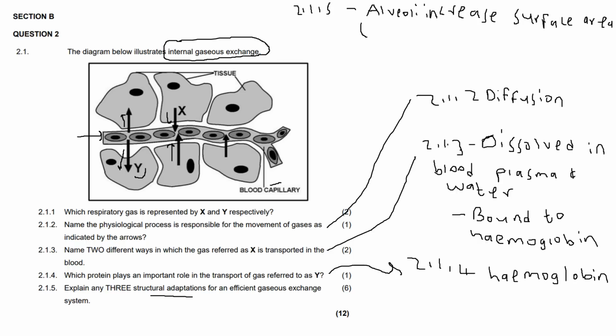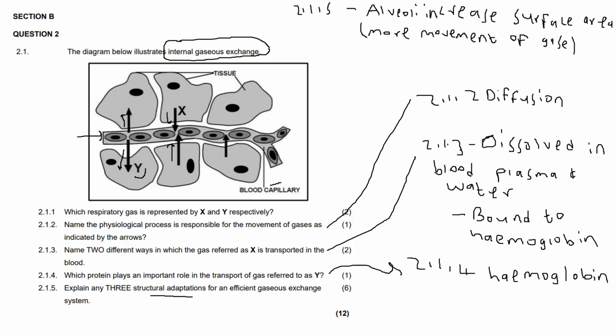And then when it increases the surface area, this will allow gaseous exchange to be efficient. It will allow more gas to move, and therefore allow the whole process to be efficient. So that will be the first point, more movement of gas, because the aim is to allow this gas to move there.